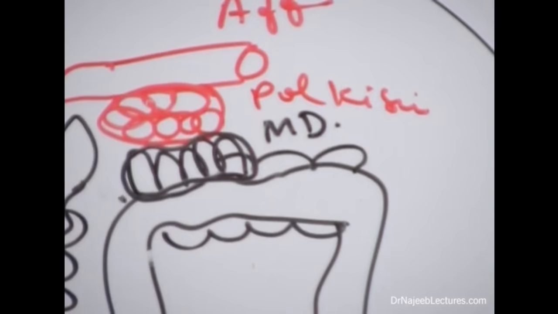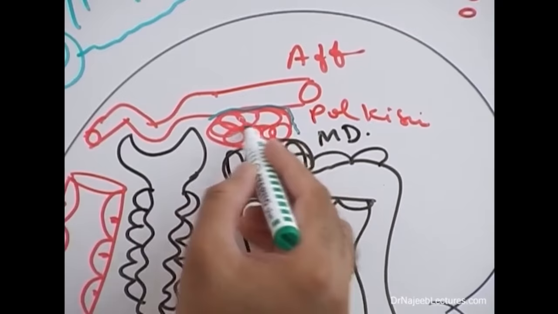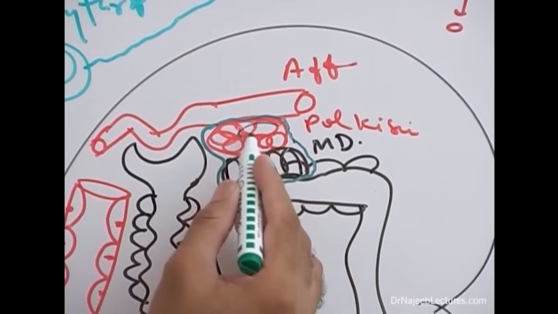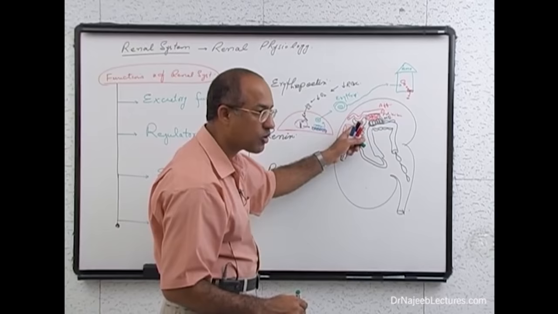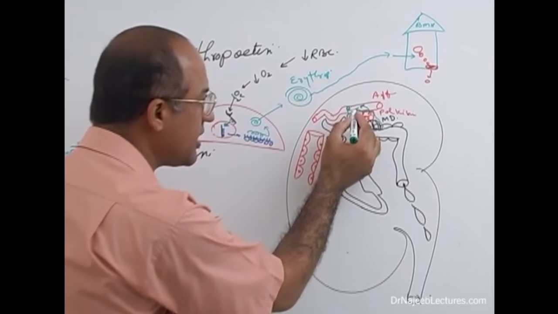Both together, the modified vascular cells make the Polkissen, and the modified nephron cells in the distal convoluted tubule make the macula densa. Put together, they make a structure called the juxtaglomerular apparatus, because this apparatus lies right along with the glomerulus. Whenever this is stimulated, it releases renin from here. So the source of renin is the juxtaglomerular apparatus. Prostaglandin is produced by many cells.